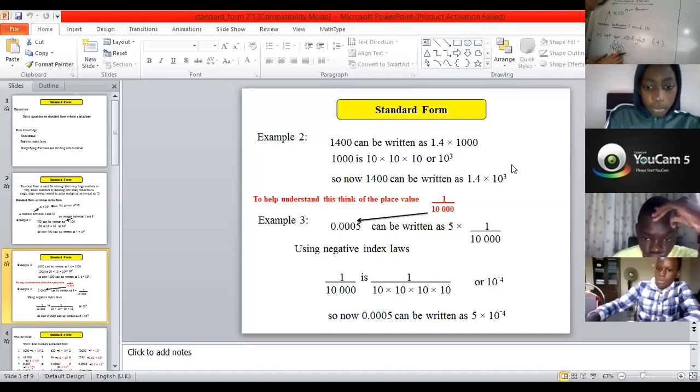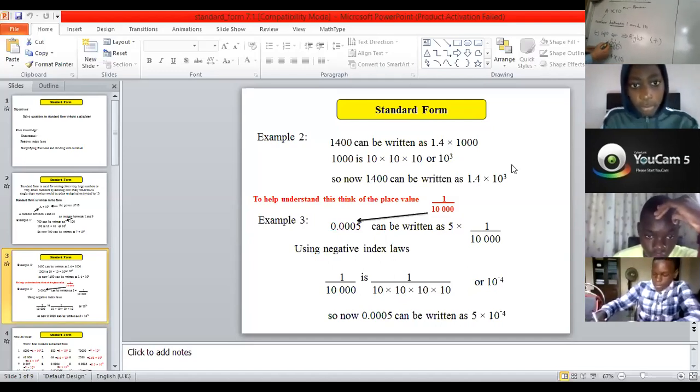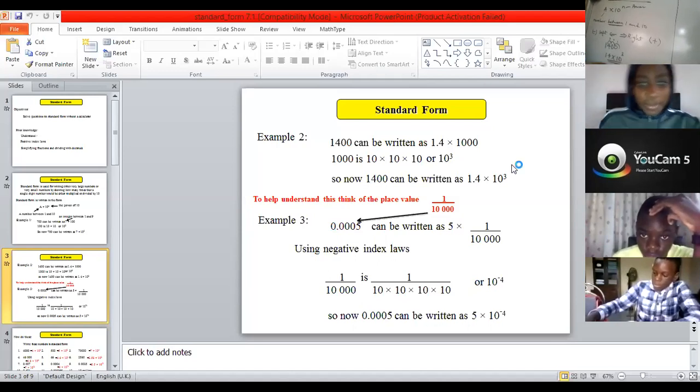So when I want to write this now, my decimal point will rest here. So it will be 1.4 times 10. Now I've raised the power of 10 to the number of times I moved my decimal point away from here. So it's going to be times 10 raised to power 3. So when I'm writing 1400 in standard form, this is what I'm expected to have.